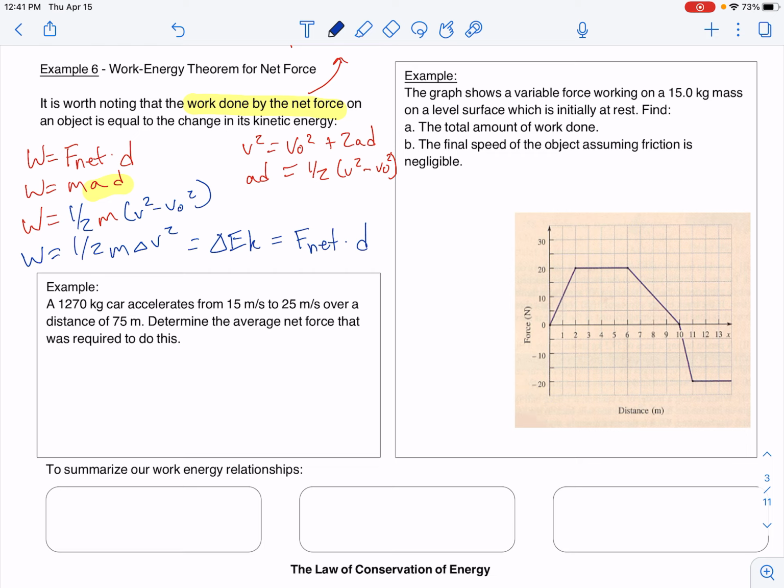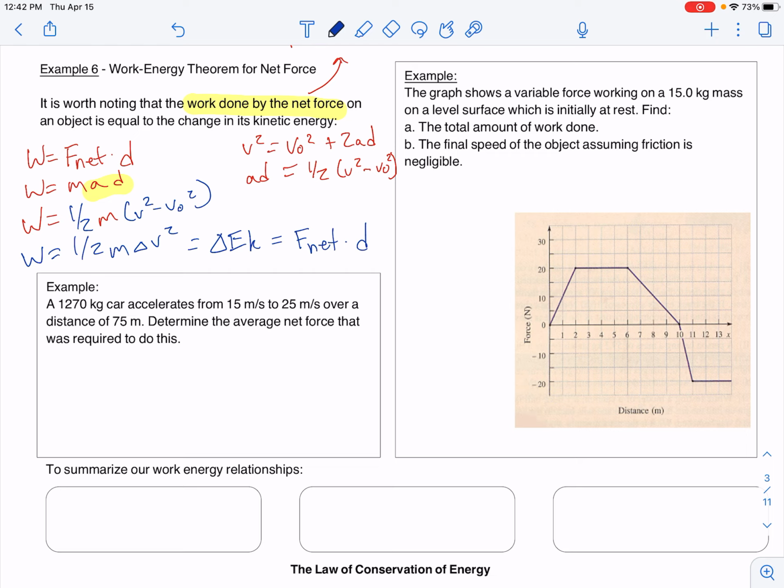Example problem here. Again, pause. You can use this to help you solve. Playing it again. All right, so we have a 1,270 kilogram car accelerating from 15 meters per second to 25 meters per second over a distance of 75 meters. Determine the average net force that was required to do this.